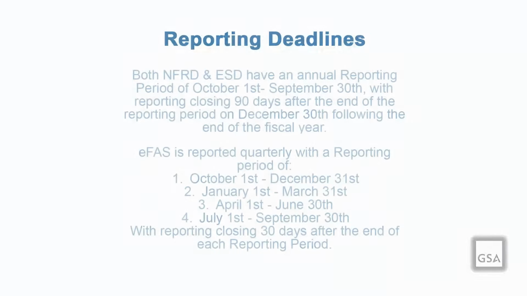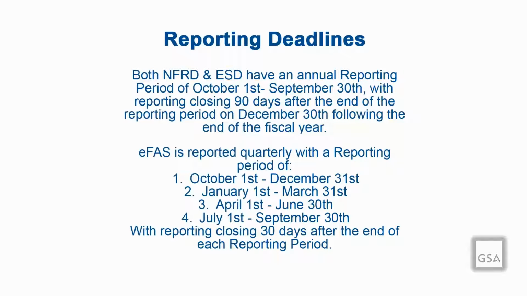For the NFRD and ESD, the reporting period is auto-created on October 1st of each year and closes 90 days after the end of the reporting period. For example, October 1st through September 30th closes on December 30th. After December 30th, the reporting period is locked and cannot be edited or have any property data submitted against it. For EFAS, the reporting period is auto-created on the 1st of each fiscal quarter, October 1st, January 1st, April 1st, and July 1st, and closes 1 month after the quarter closes.